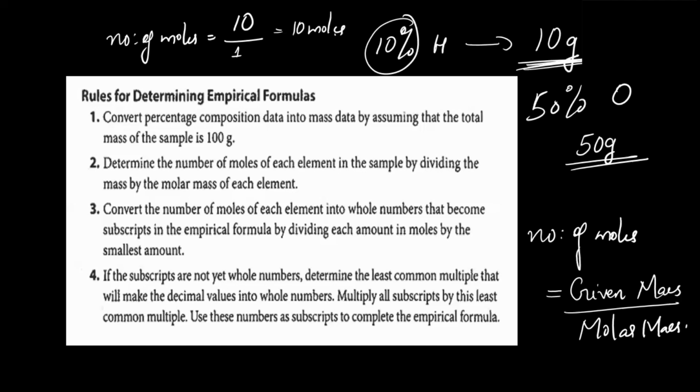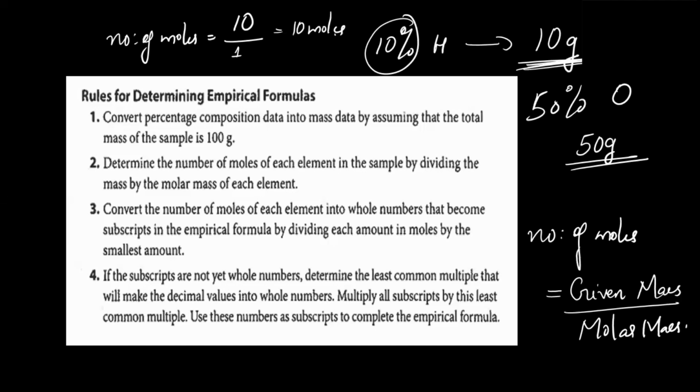Yet, if you fail to get whole numbers, then what do you have to do? You have to take the common multiple of that. You have to convert the decimals into whole numbers. That is the fourth step. Hope you guys understand the steps.